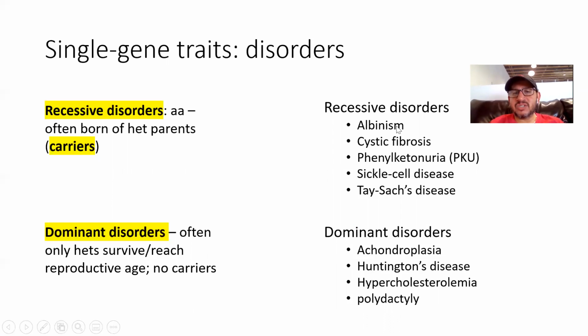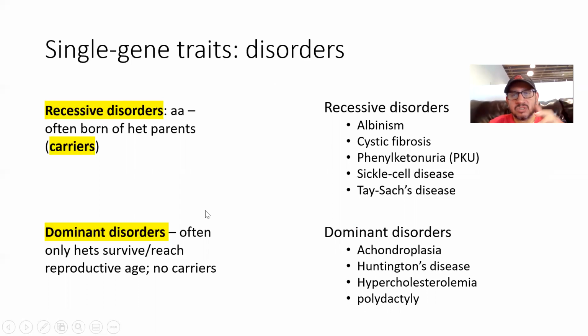The list of diseases you can see here: albinism, cystic fibrosis, phenylketonuria (PKU), sickle cell disease or sickle cell anemia, and Tay-Sachs disease. Again, you have to have the parents carry the recessive alleles, and both have to be expressed. If only one's expressed, you're not going to get the disease. You can be a carrier. If both are expressed, then you have the disease. So remember, physical expression in this case, unfortunately, means physical disorder.